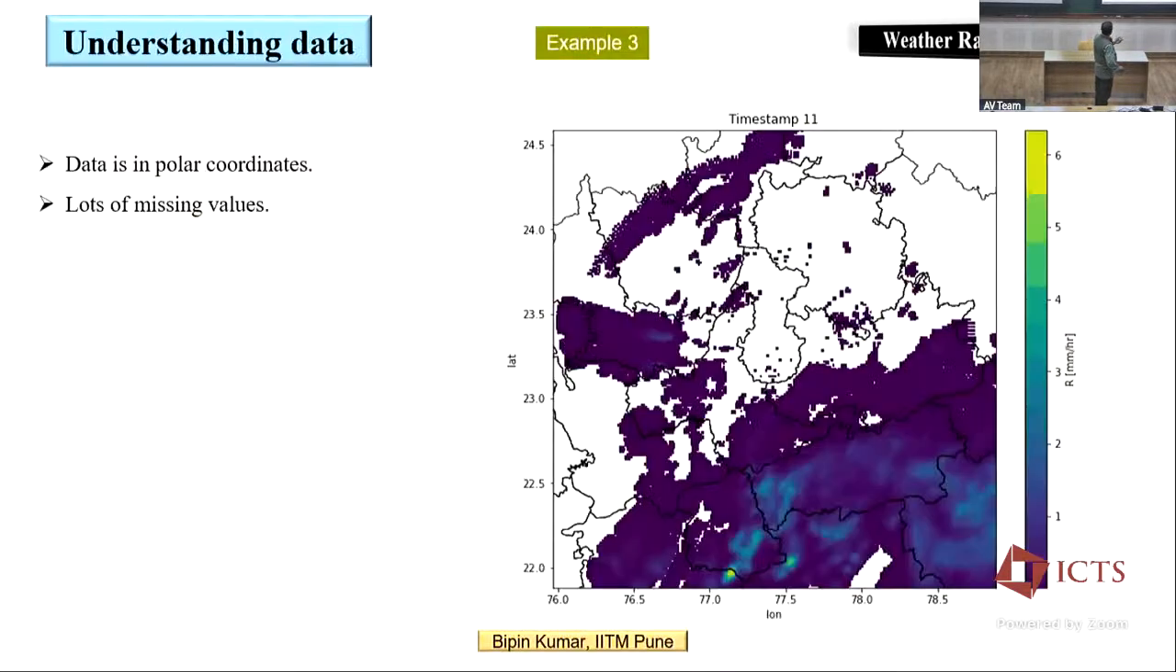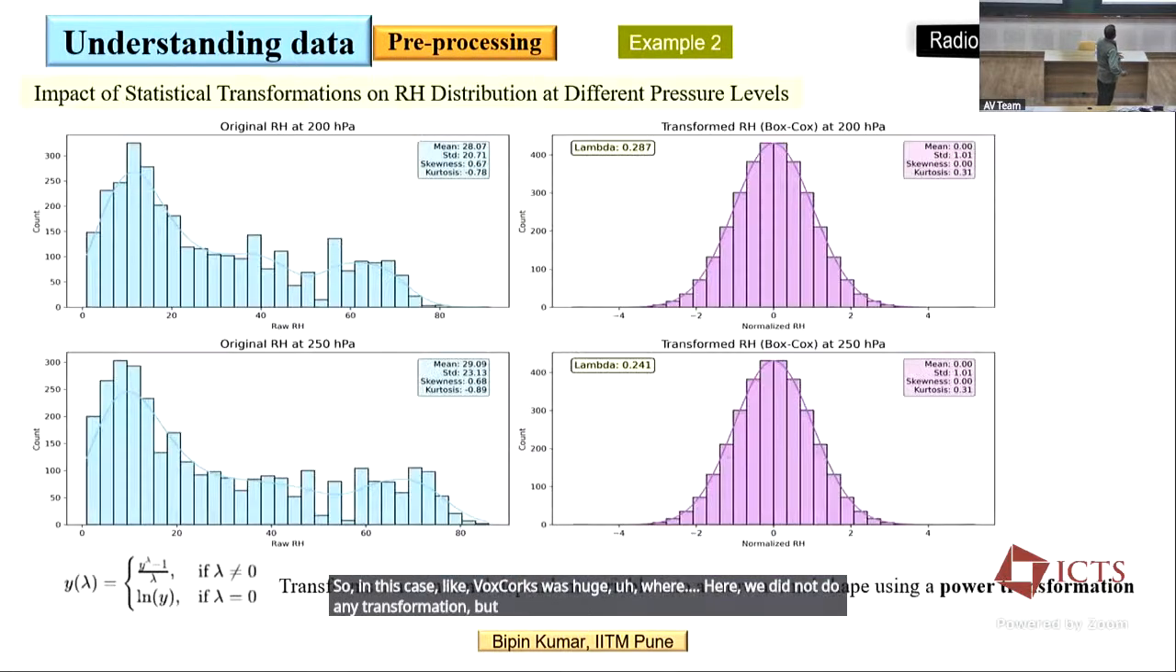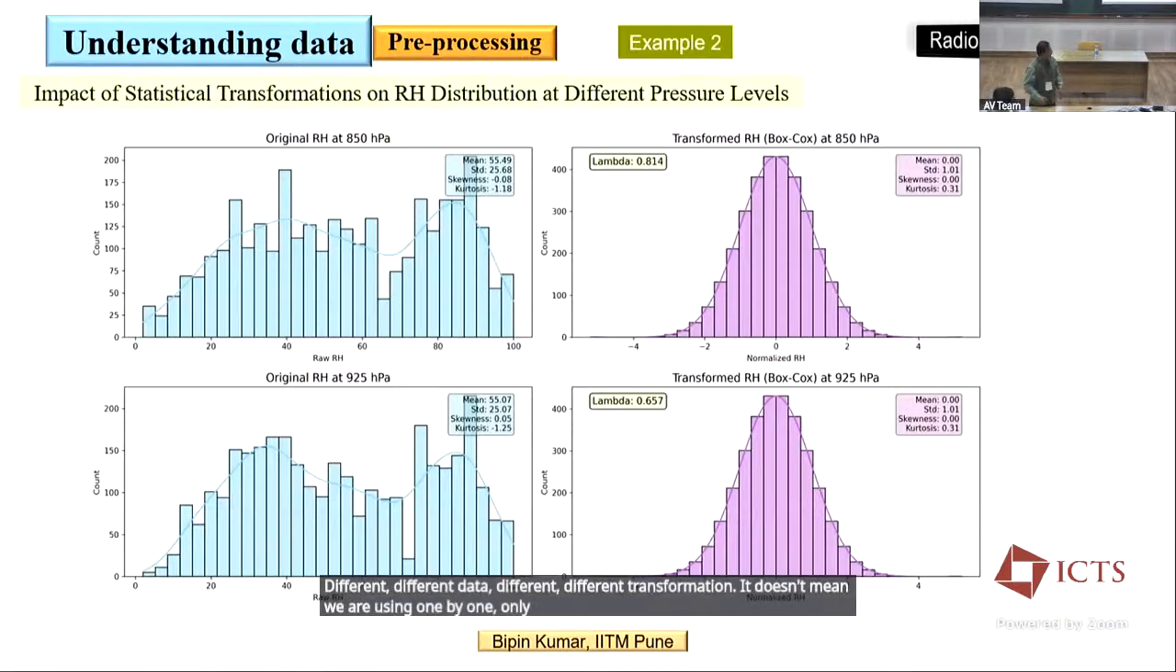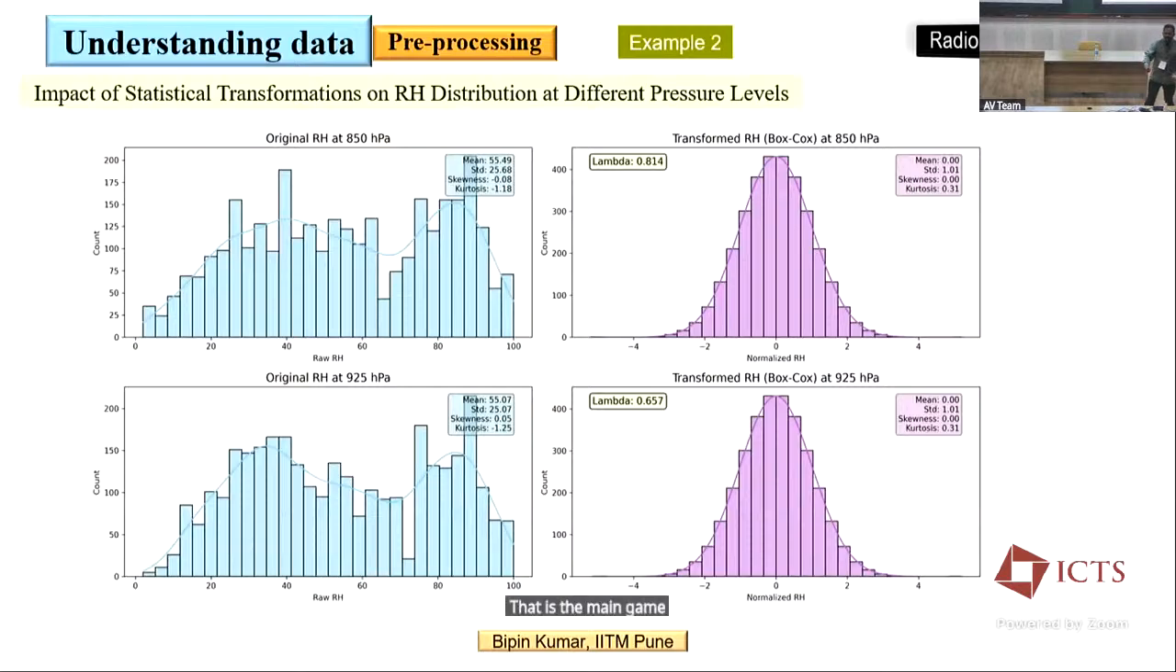whereas here we did not do any transformation, but yes, for different data, look at different transformations. It doesn't mean we use them one by one. Only one we will use, whichever one gives me this kind of distribution. That is the main aim. And it has to be always a symmetric kind of distribution, like I told you why.